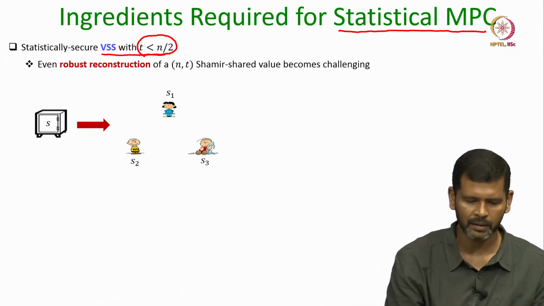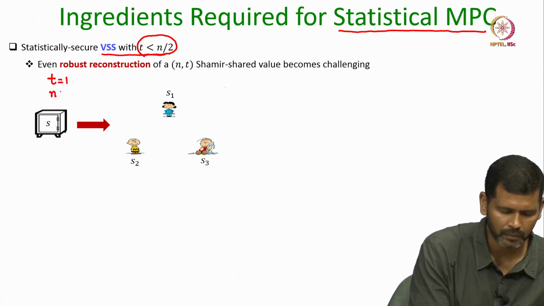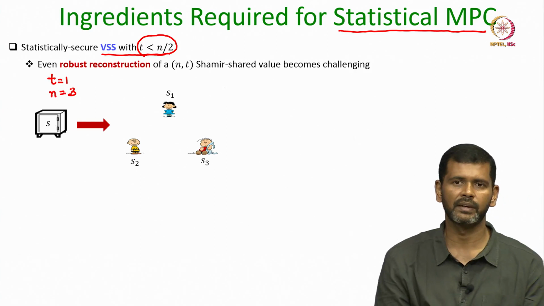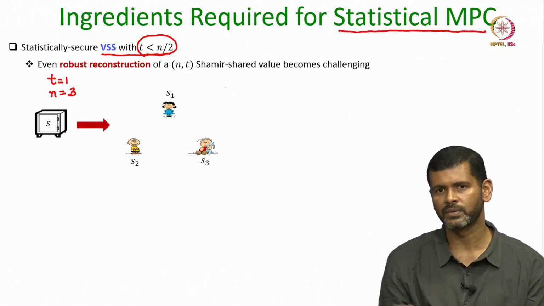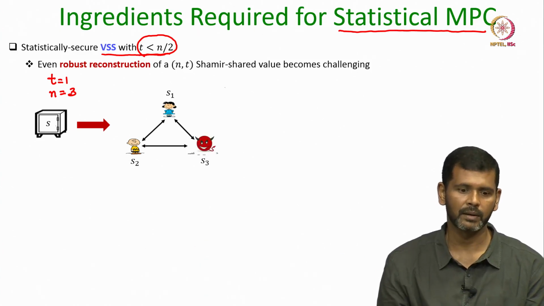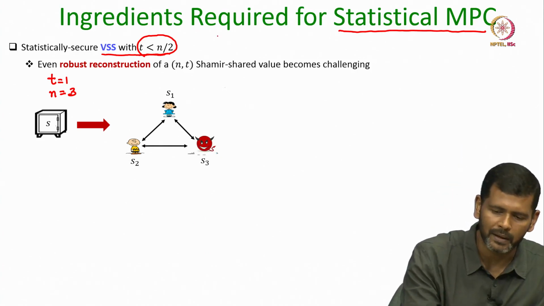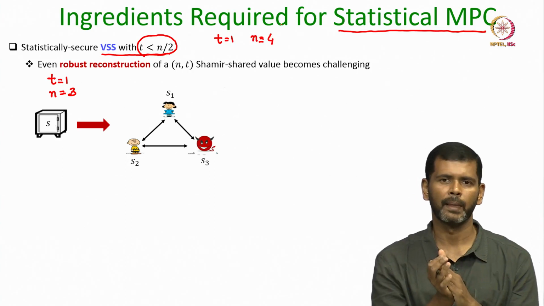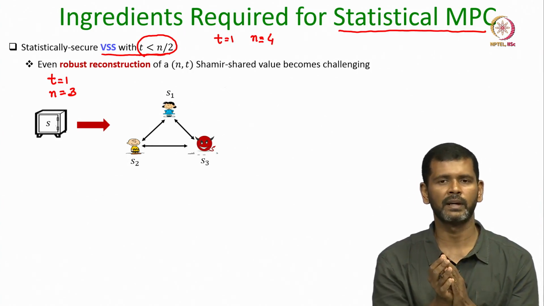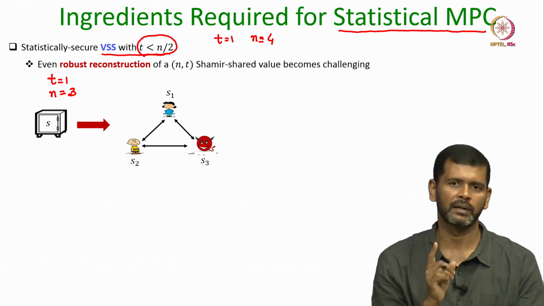To demonstrate that, imagine a scenario where t is equal to 1 and n is equal to 3, and say there is a value s which is secret shared through a degree 1 polynomial with 3 parties holding the shares s1, s2, s3 respectively, and one of them is corrupt, and your goal is to publicly reconstruct s. If there had been 4 parties, namely t equal to 1 and n equal to 4, we know how to do it. We could have asked every party to exchange their share with every other party, and then we can apply Reed-Solomon error correction, where there will be sufficient redundancy to correct one error.